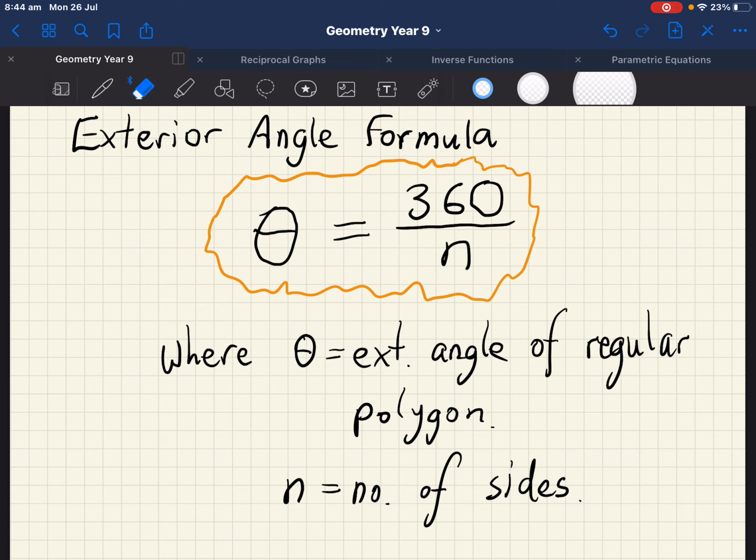And that is, if you want to find the exterior angle, there's a formula that you can use. The exterior angle will just be 360 divided by the number of sides. So this formula is what we're going to use for all the rest of our questions in this lesson. Definitely please pause the video, get this copied into your books. Once you have it copied in, let's look at how this works with some more examples.